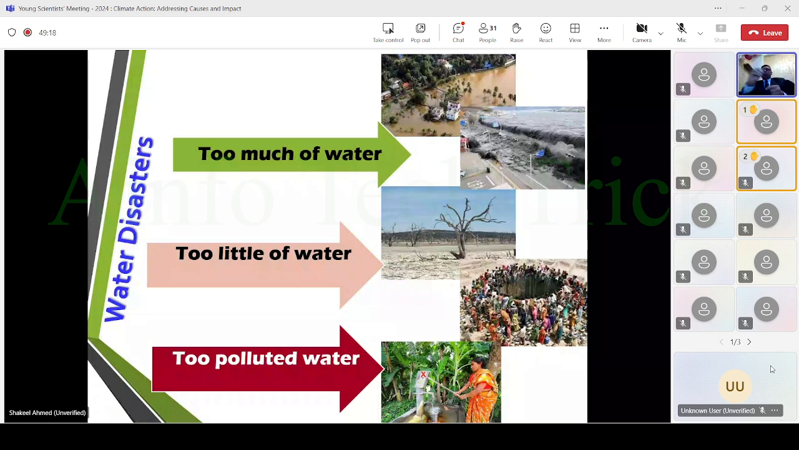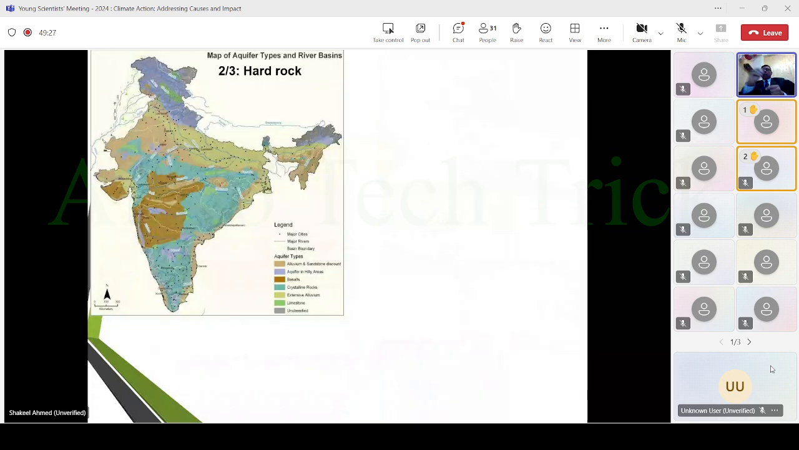Now let me move further, because many people have already talked about climate change. Climate change exists now, and there is no need to prove that. Now we have to only see the impact. Yesterday there was some discussion on how water resources are impacted, whether through rainfall changes or temperature changes. But let me show you some more constraints that India has got.